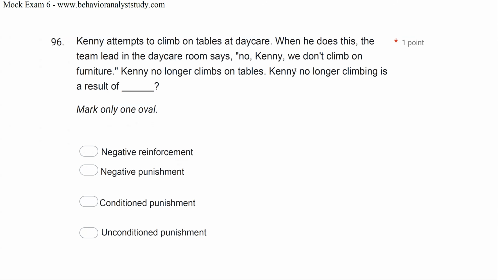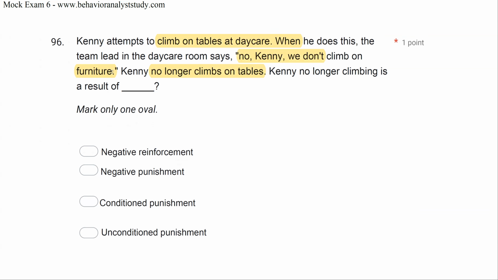In this case, Kenny is no longer climbing. Immediately, we should be thinking punishment or extinction because the behavior is reduced, right? Kenny is no longer climbing on tables. As a result of what? Well, when he attempts to climb, the team lead in the daycare says, "No, Kenny, we don't climb on furniture." So the team lead is giving him a consequence of a reprimand.